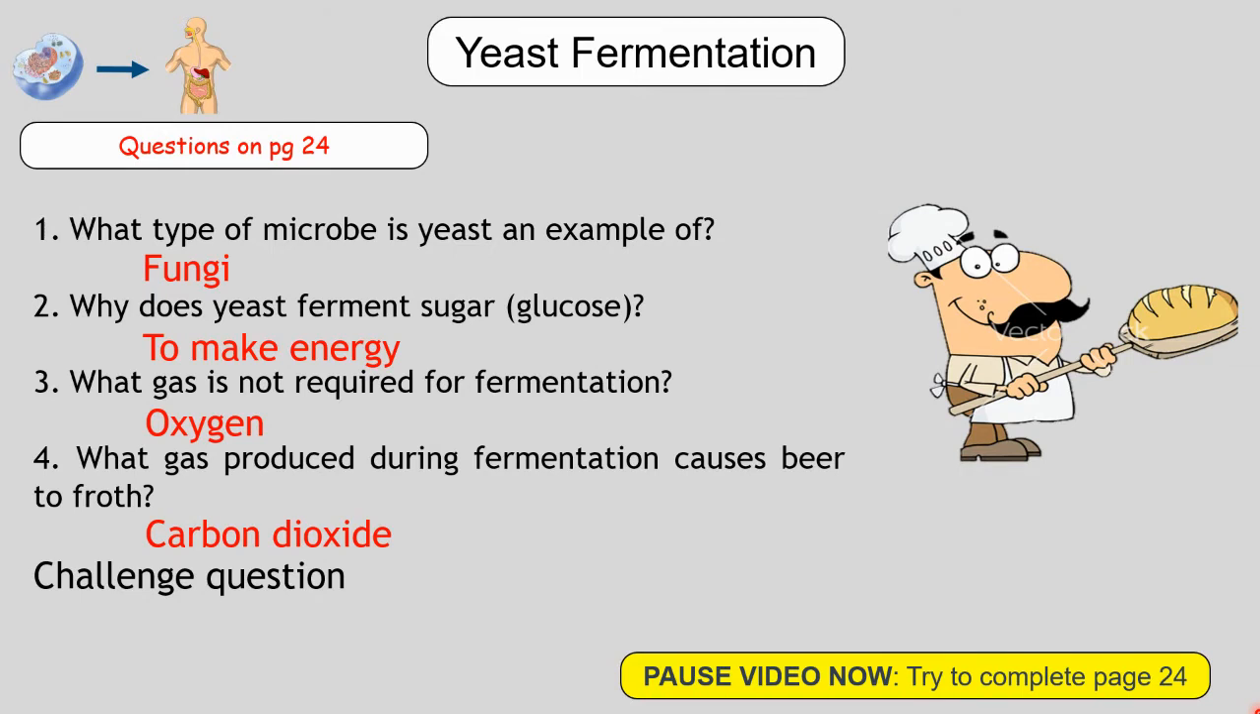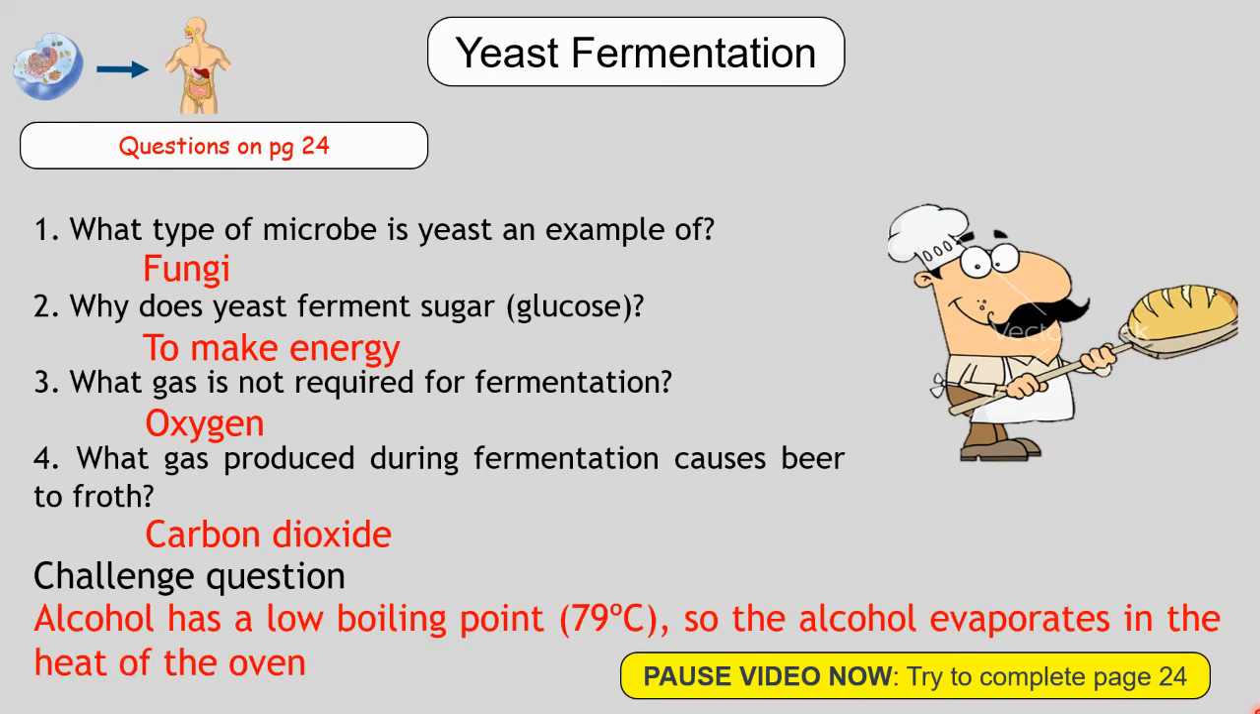And then you had a challenge question. Your challenge question spoke about why baked goods don't taste of alcohol, because we know if we're putting yeast in and it's going through fermentation, it's producing alcohol, but our bread and our cakes don't taste of alcohol. Why is that? Because alcohol has a low boiling point, so around 79 degrees C, and our ovens are much, much hotter than that. So the alcohol actually evaporates in the heat of the oven. So it evaporates in the cooking process. So by the time our goods are baked, there's no alcohol left. It's all evaporated.